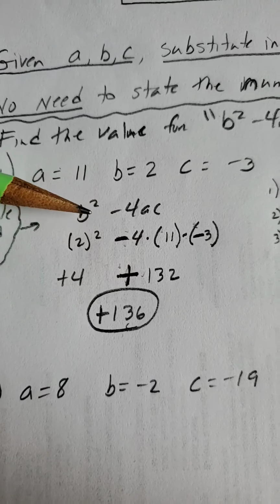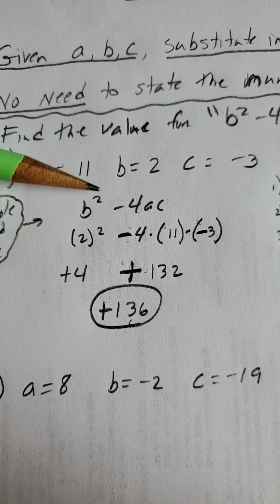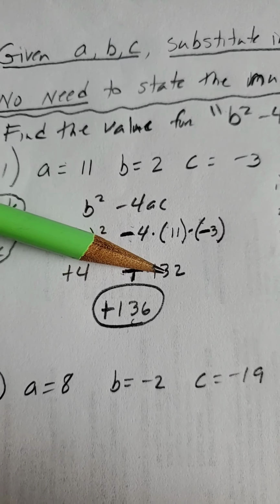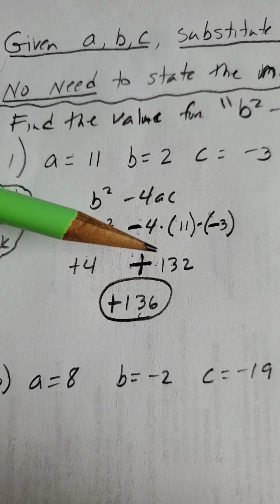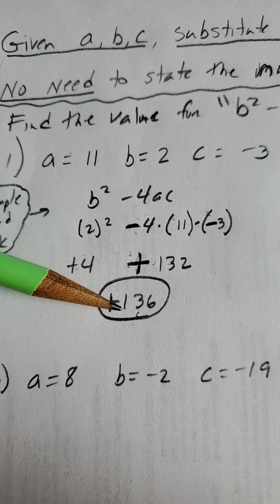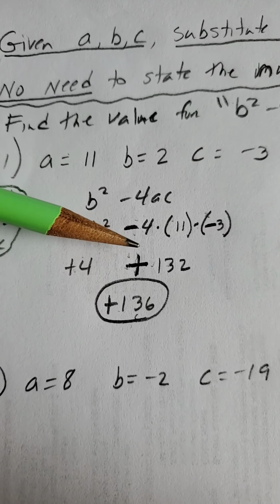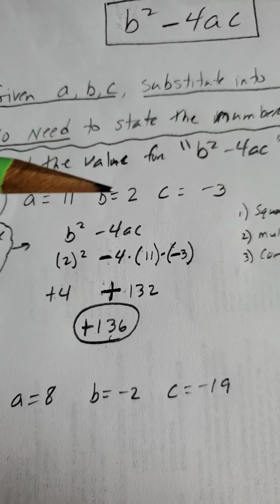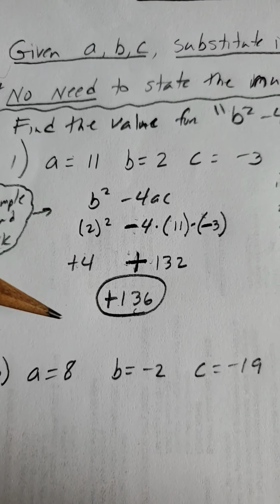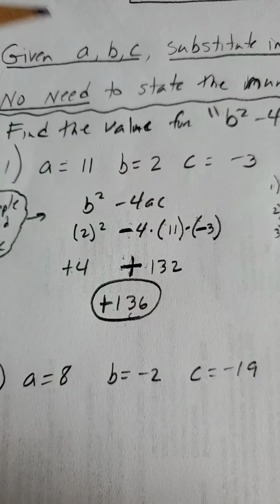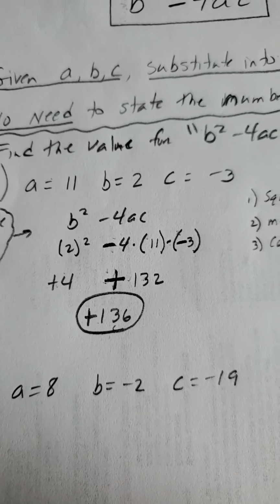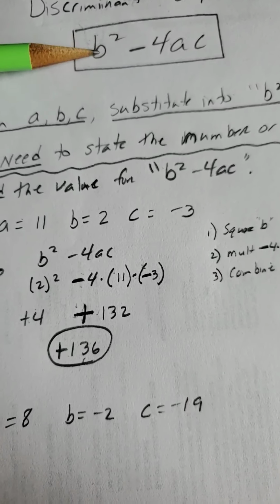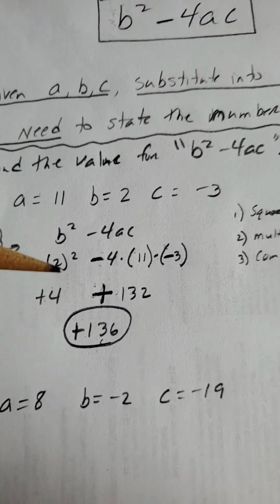Okay? So the b squared is +4. The -4ac comes out to positive 132. And then I just combine those two terms. Since they're both positive, I add and keep. If this had been negative, then you'd have to subtract to find a larger number. Okay? So the value for b squared minus 4ac in number 1 should be 136. You don't have to state what that means at this point. I just want you practicing solving or simplifying b squared minus 4ac.